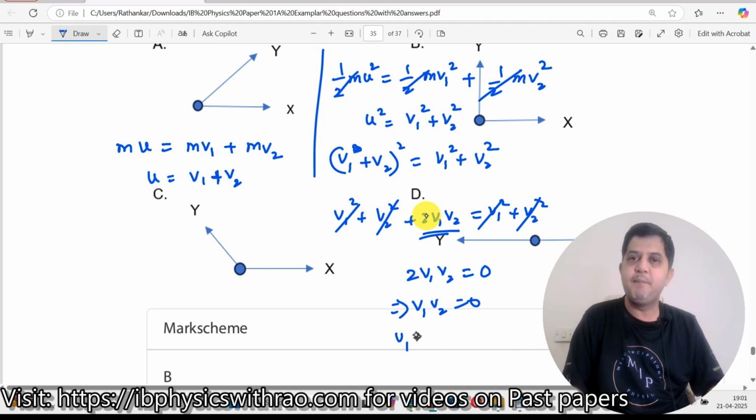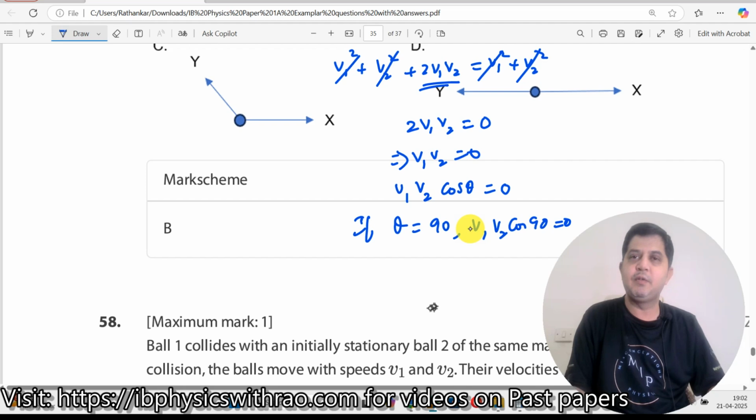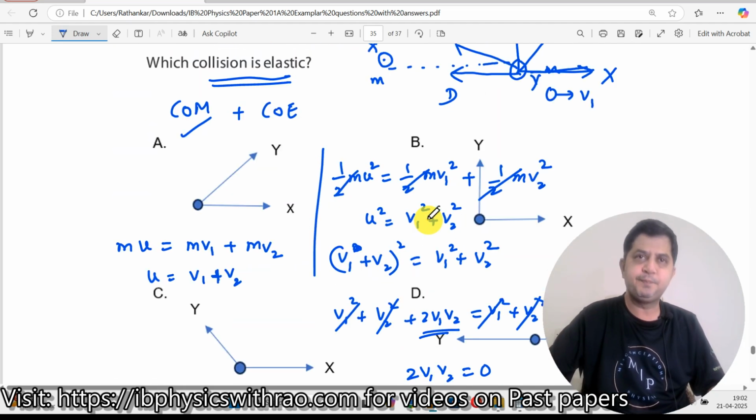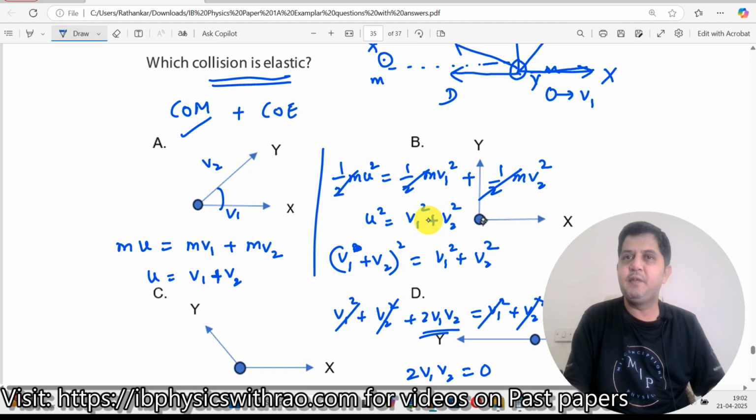So you can now say maybe v1 v2 cos theta is 0. What do you mean by that? What is theta here? Theta is the angle between v1 and v2. Which means that if the angle between v1 and v2 is equal to 90 degrees, then v1 v2 cos 90 is equal to 0. So this is possible. Now if you look at this, this is your v1, your v2. Is the angle 90 here? No, there is some angle theta that is not 90. If you look at this over here, this is v1, this is v2. The angle here is 90 degrees. So this should be your right answer.